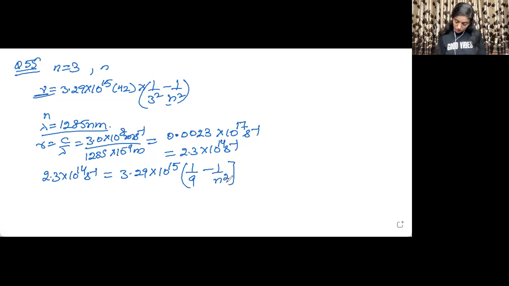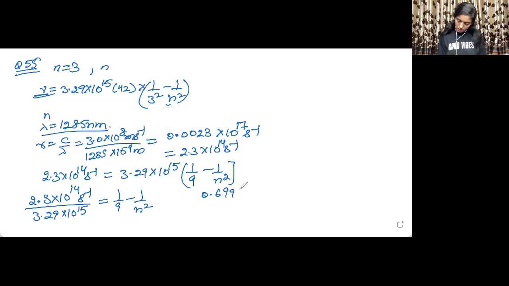Okay, so we can write it like this: 2.3 × 10^14 per second upon 3.29 × 10^15 is equal to 1/9 minus 1/n². So 2.3 divided by 3.29 is equal to 0.699 × 10^-1. That is, we can write 0.0699 equal to 1/9 minus 1/n².